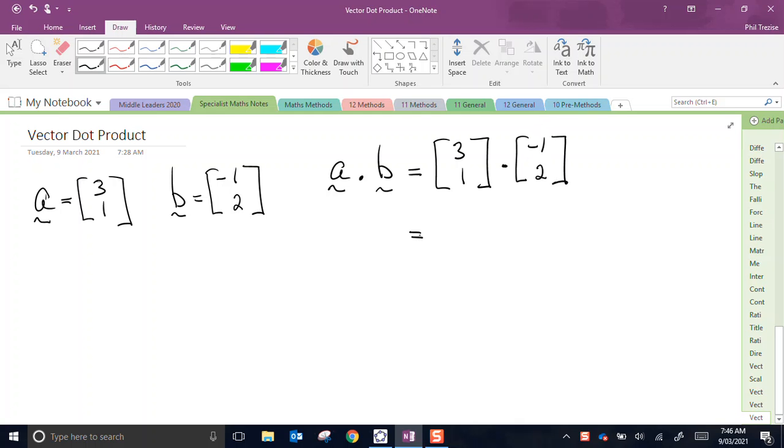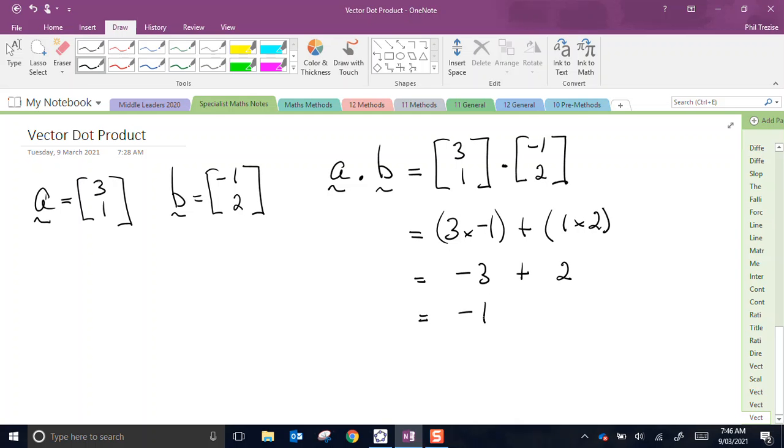Now this is really very straightforward. We take the x component of the first one and multiply by the x component of the second one. Then we keep going. We do the y component times the y component. Now this is only a two-dimensional vector, so there's only two components to worry about. So I have -3 plus 2, and that comes to a dot product of -1.